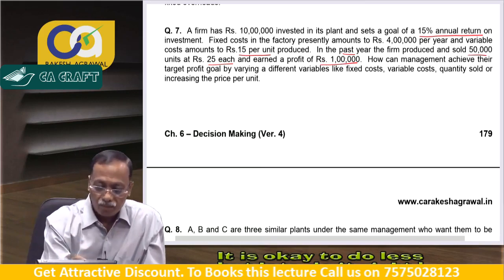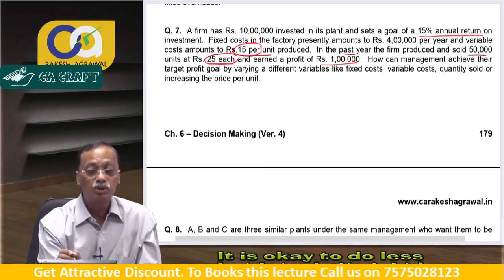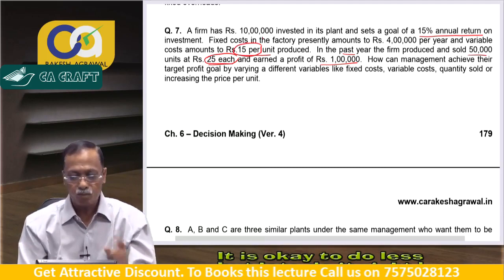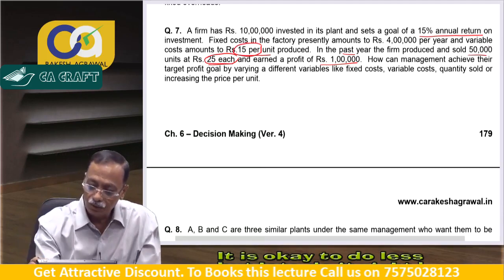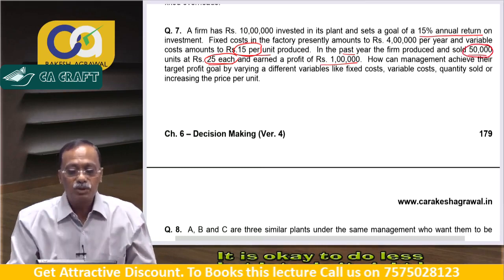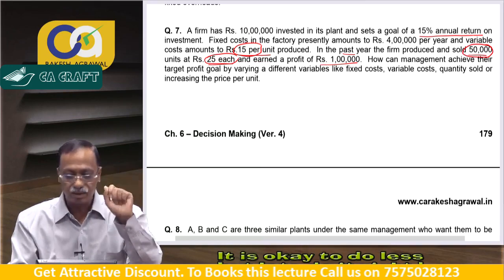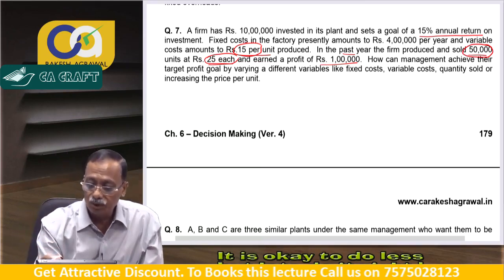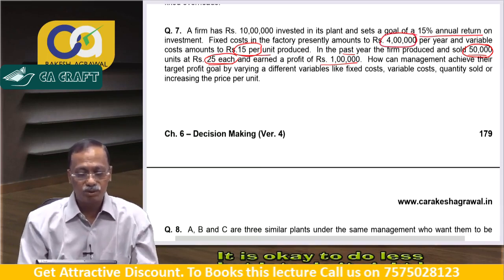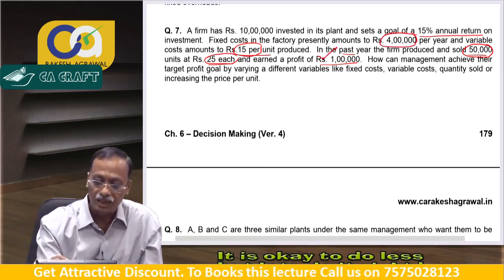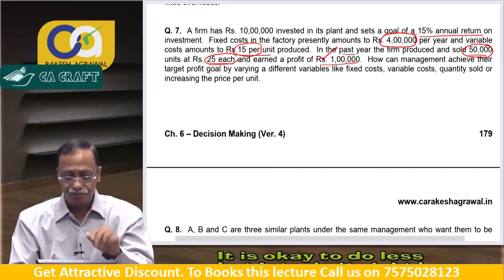How? Check this: 25 rupees selling price minus 15 rupees variable cost. So your contribution per unit will be 10 rupees. 10 rupees per unit into 50,000 units sold last year. So total contribution will be 5 lakhs, correct? 5 lakh contribution minus 4 lakh fixed cost, your profit will tally 1 lakh with the data given.